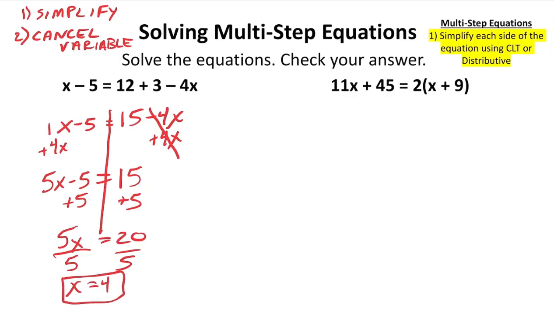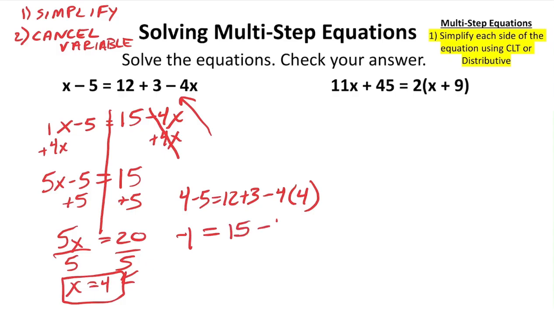Now, if you want to check that, plug this x back up into the original equation and see what happens. We're going to get 4 minus 5 equals 12 plus 3 minus 4 times 4. This is negative 1. This is 15 minus 16. Negative 4 times 4 is negative 16. So negative 1 equals negative 1. Hey, look at that. Balances out.